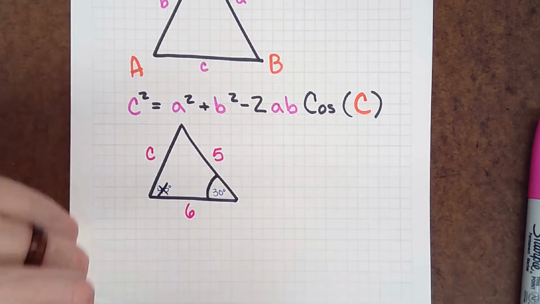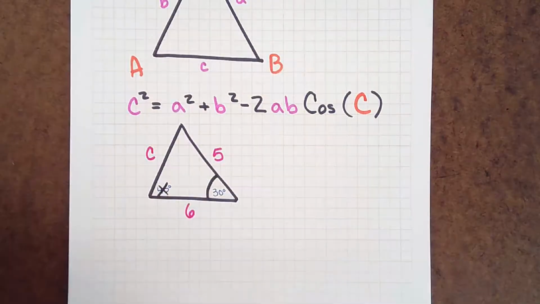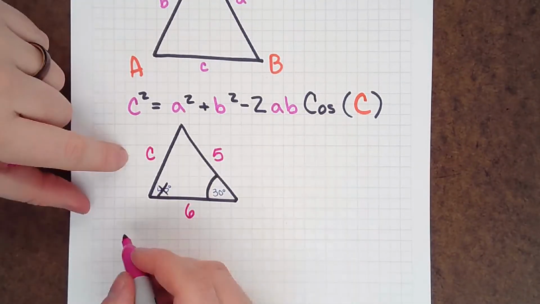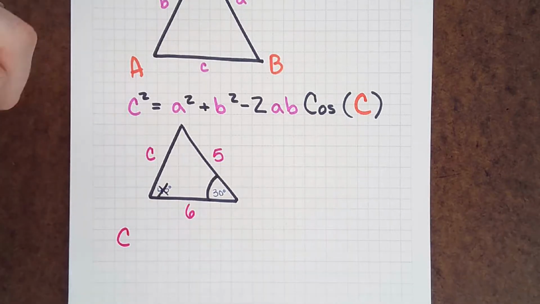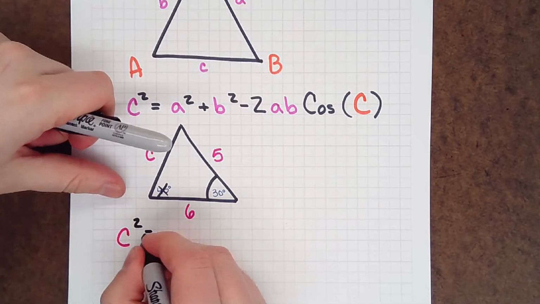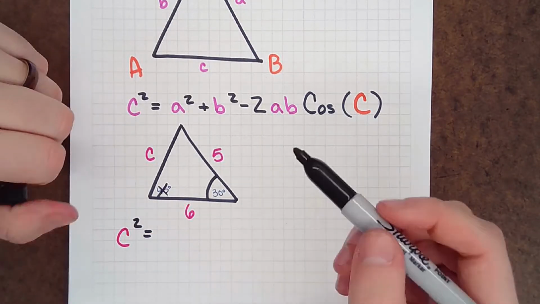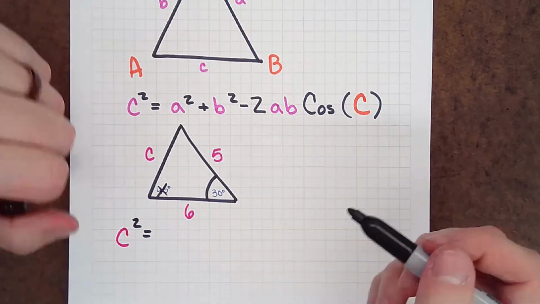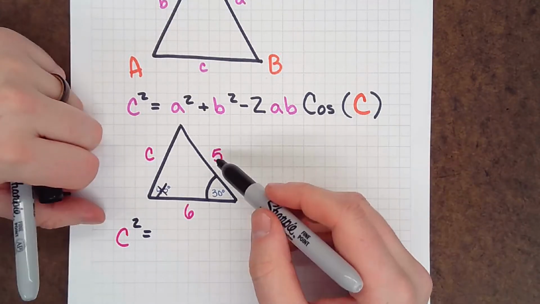So let's fill out our formula. I'm going to keep c squared because I'm going to solve for c. And then I'm going to have a squared plus b squared. Again, a and b, it doesn't matter which one you call which. So I'm going to call a 5.